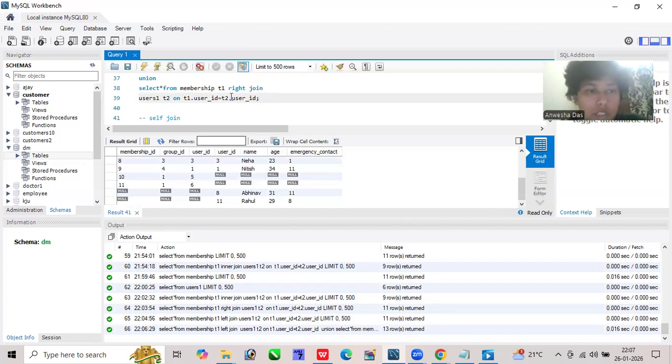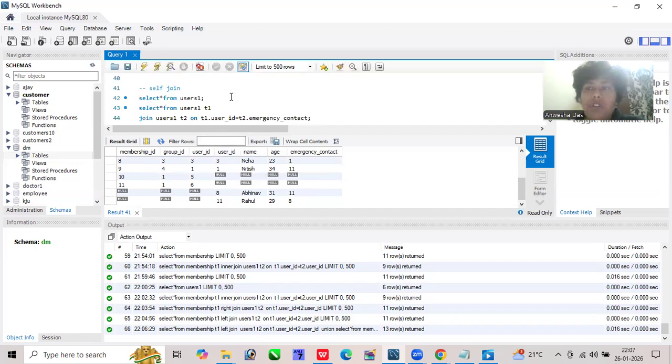The last is the self join. For the self join, what we'll do? We will not do it with another table. We will not take another table. With that same table, we will apply the self join. How will we apply the self join?